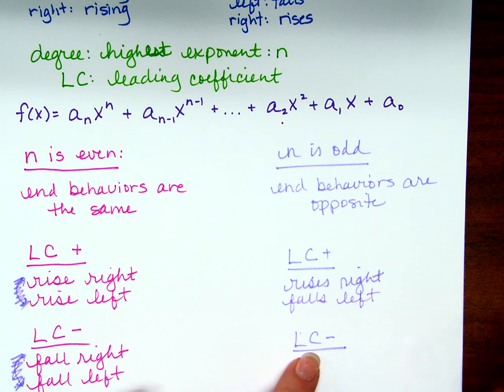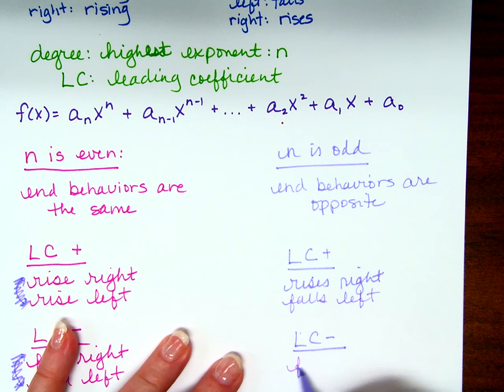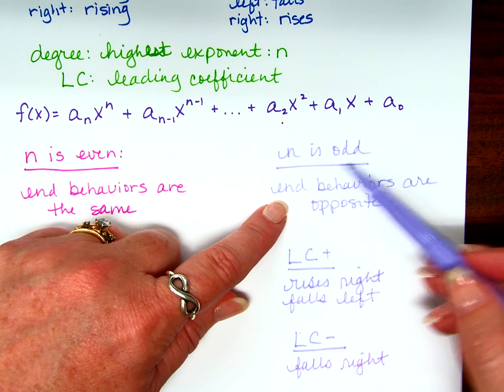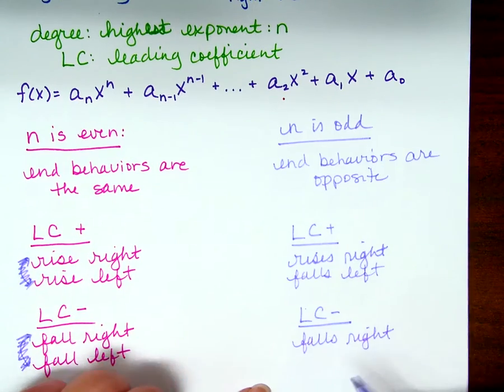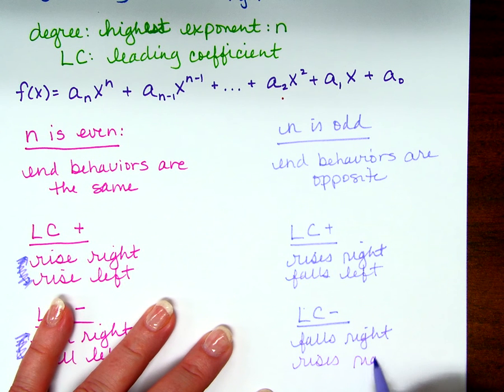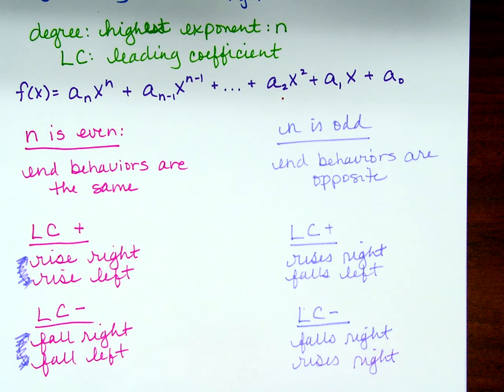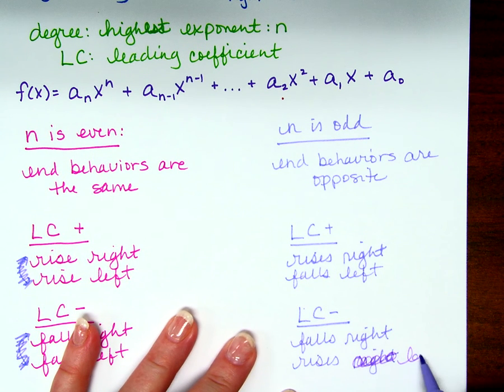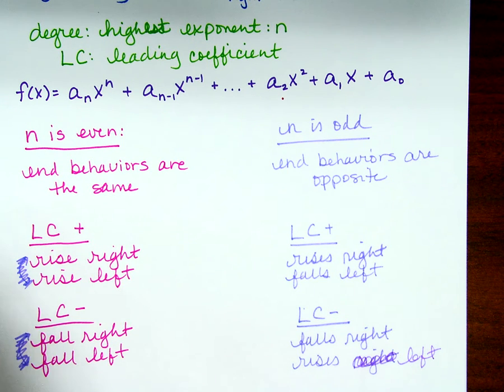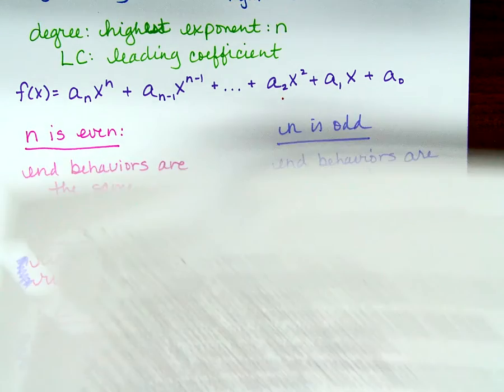So if the leading coefficient is negative, what happens on the right? Falls right. I know because it's an odd degree that the end behaviors are opposite. So what happens to the left? Oh no. Ugh. Thank you. I said it correctly, and then I wrote it wrong. Maybe I do need a nap. All right, any questions on end behavior? You feeling comfortable with end behavior?